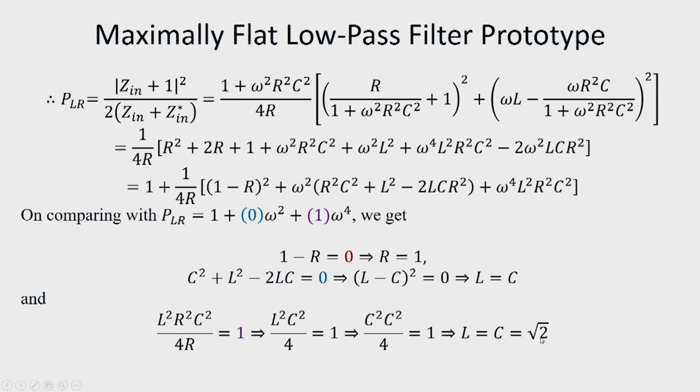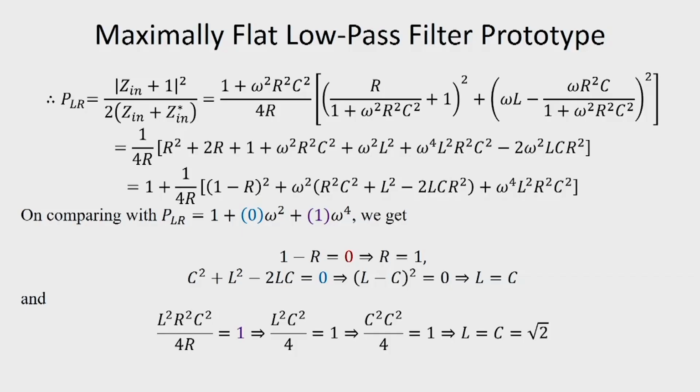So, we can see that by comparing the expression for the PLR obtained from the prototype circuit with that of the PLR for a binomial response, we can calculate R, we can calculate L and C, and this we have carried out for a filter order 2, n equal to 2, second order filter.